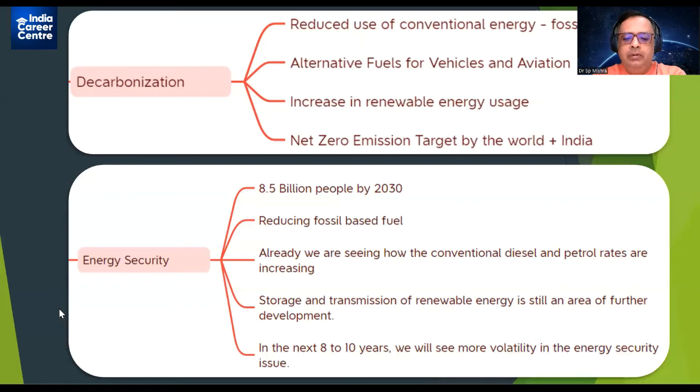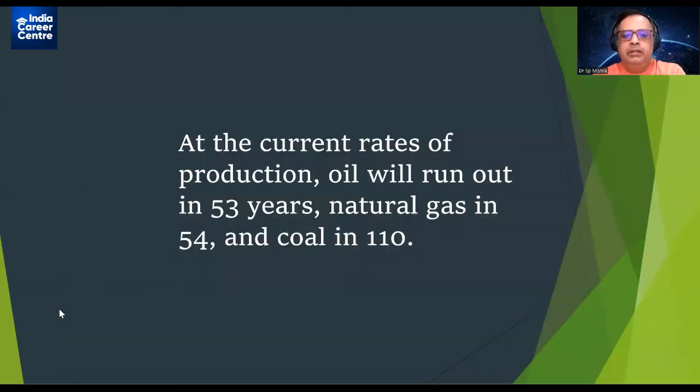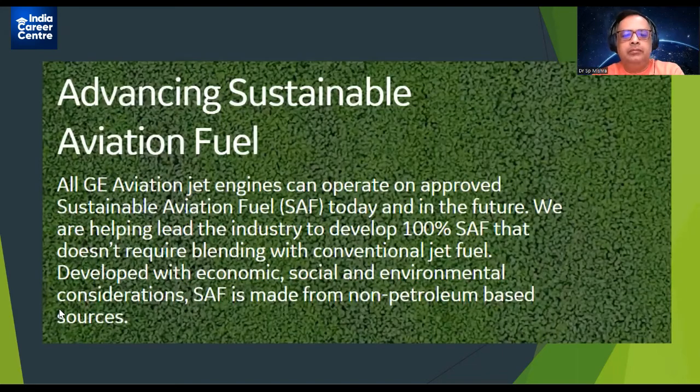And in the next 8 to 10 years, we will see more volatility in the energy security issue because we are increasing the world population. So obviously the energy requirement only will keep on increasing. One of the studies shows that at the current rate of production, oil will run out in 53 years, natural gas in 54 years, and coal in 110 years.